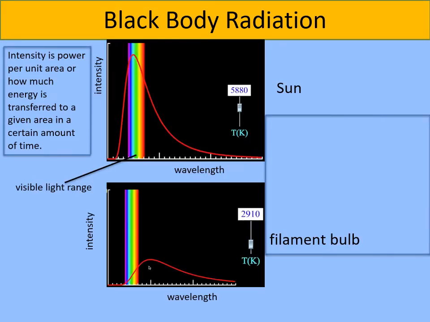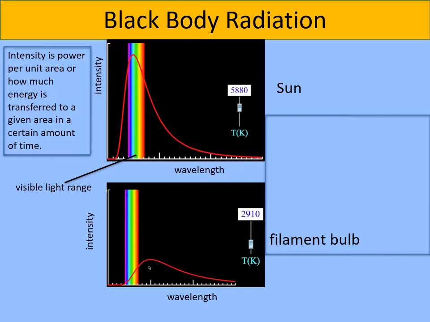These curves that are shown on this slide are called the blackbody curves. On the y-axis, we have the intensity, which is the power per unit area, or how much energy is transferred to a given area in a certain amount of time. And on the x-axis, we have the wavelength. What the graph represents for a particular temperature is the range of wavelengths that are emitted.